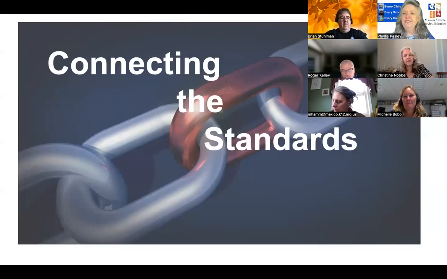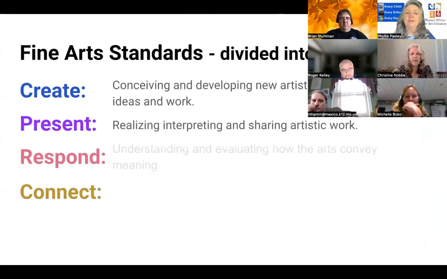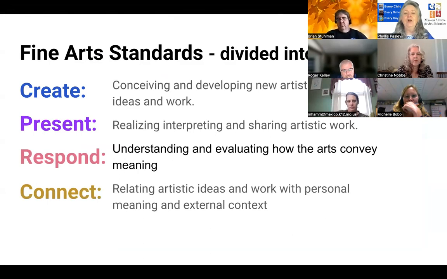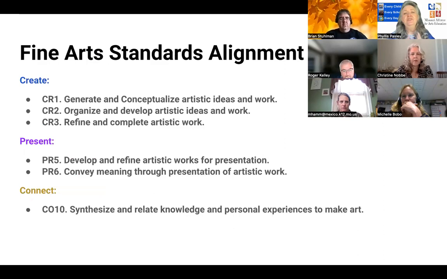So finally, I'm going to just share a bit of information about connecting the standards. The fine arts standards are divided into 4 categories that are listed here. And there are 11 subcategories, I guess, that are called anchor standards, just illustrating what artists know and do. And so for this particular aspect in visual arts that we're borrowing in sketchnoting, I see a correlation and alignment with the 3 of the create standards, 2 of the present standards, and 1 of the connect ones.